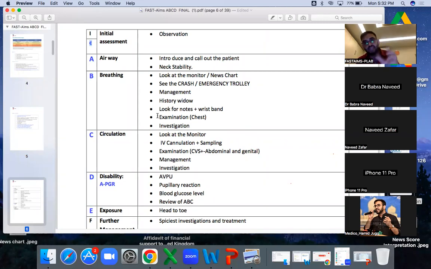When they want to check your breathing, they will keep you over here. You should know the sequence. For example, the patient will have shortness of breath again and again, and you have to revolve around this again and again. Similarly, regarding the circulation, again you will look at the monitor, IV cannulation and sampling, examination, management, and investigation.